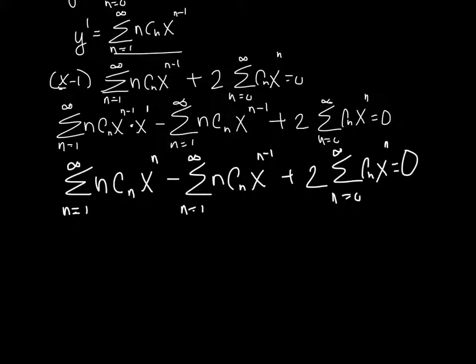Okay, so distributed, it's simplified. So now we look at our powers of x. So we have x to the n, and then we have 2 terms here, and then we have x to the n. So let's change this by using a dummy variable. So I'm going to let k be n minus 1. Let k be n minus 1. Okay, so if k is n minus 1, then n must be, just solve for n, k plus 1.